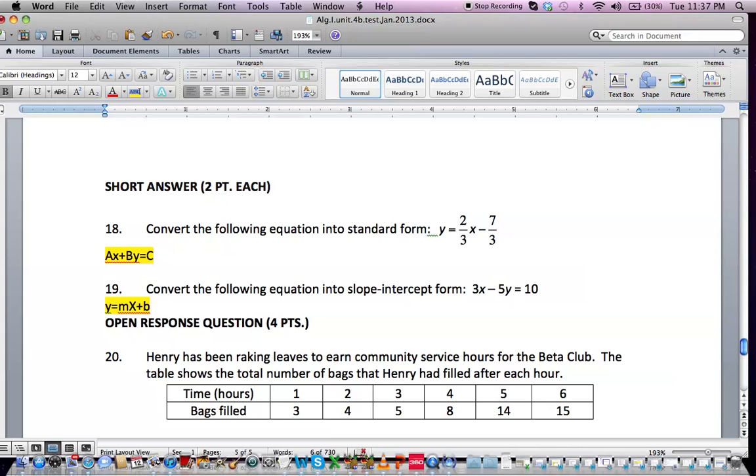And here is slope-intercept form right here. So you need to get this y by itself. In other words, you need to solve for y. But you need to convert this formula into this right here. Those are your two short answers. If you got questions on those, make sure you raise your hand. Now let's look at our open response.